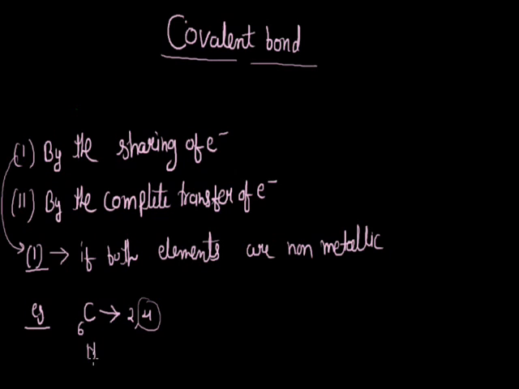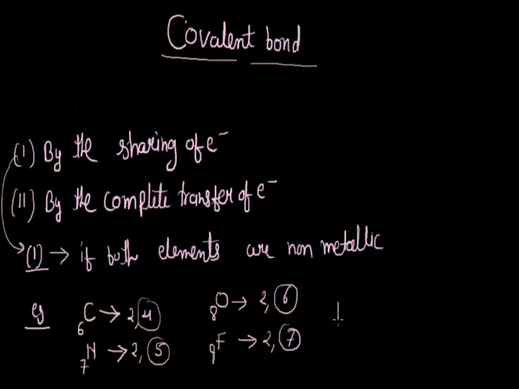Next is nitrogen, 7. Its electronic configuration is 2, 5. Here 5 is the valence electrons of nitrogen. Oxygen, 8, that is 2, 6. It contains 6 valence electrons. Fluorine, 9, 2, 7. It contains 7 valence electrons. Neon, its atomic number 10, contains 8 valence electrons. So all these elements are called non-metallic elements.